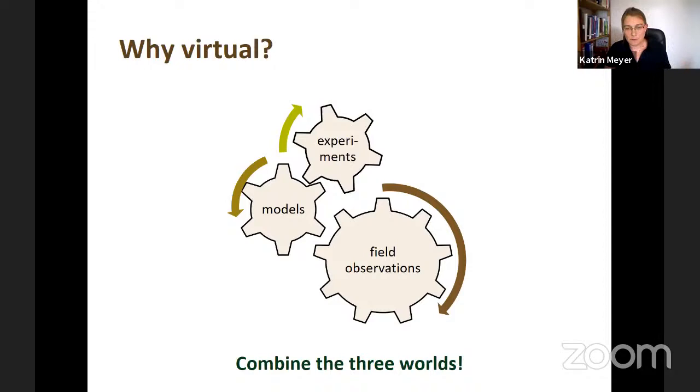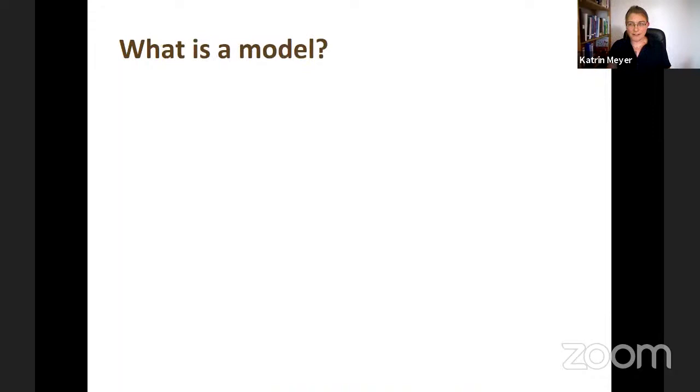So now I've been talking about models a bit, but the question is, what is a model actually? And there I would like to use the chat again. So what would you say, what makes a good model? What is a characteristic of a good model? What would you say in your view? You all know there might be textbook definitions, but how should a good model be in your view?